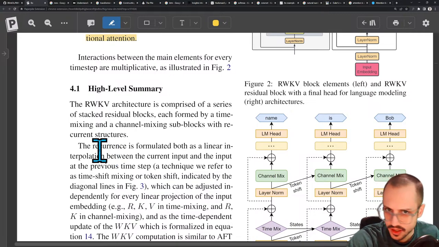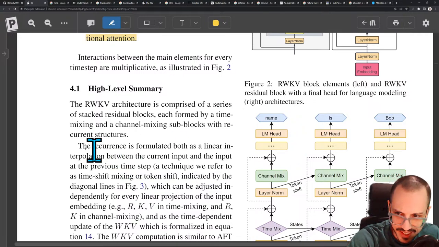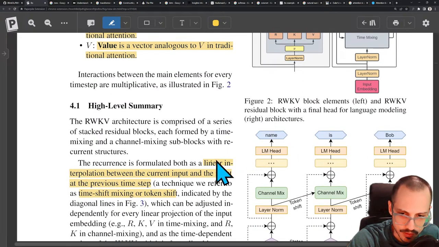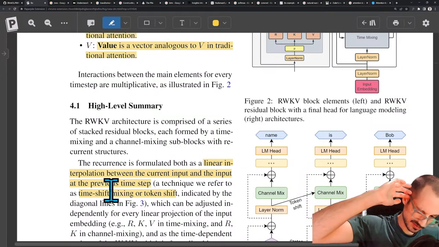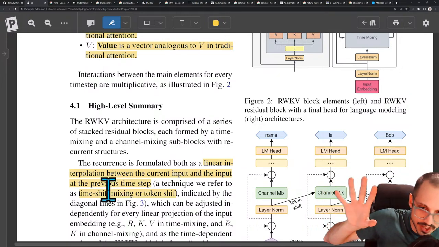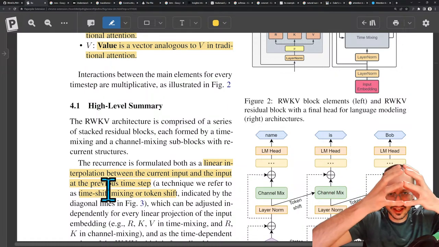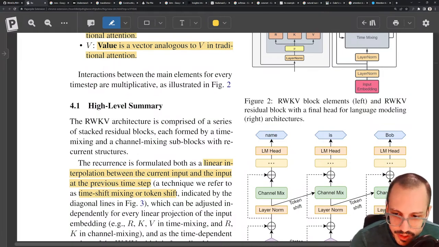I guess. "The recurrence is formulated both as linear interpolation between the current input and the input of the previous time step, a technique we refer to as time shift mixing or token shift." Linear interpolation between the current input and the input at the previous time step. That's a little sketchy. They're just interpolating between those? So they're taking the input of the current time step and the input of the previous time step and linearly interpolating between those? How can you guarantee that that interpolation is meaningful?